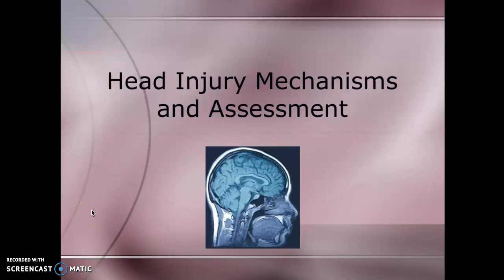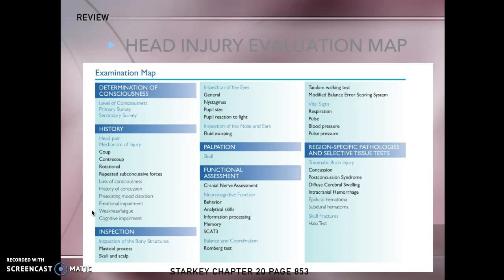In this presentation, I'll be discussing head injury mechanisms and assessment. The first thing we need to do is get straight on the readings for this module on head injury. And I know I've been calling it concussion assessment, but there are a few other head injuries that we need to consider. You have already read chapter 20 in your book, but now you're going to need to review it just in terms of the head injury information.